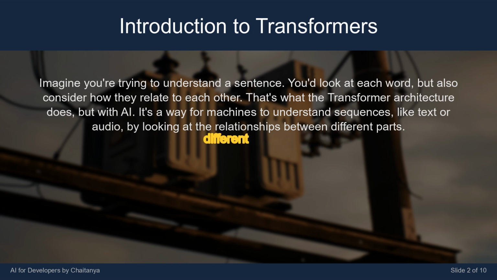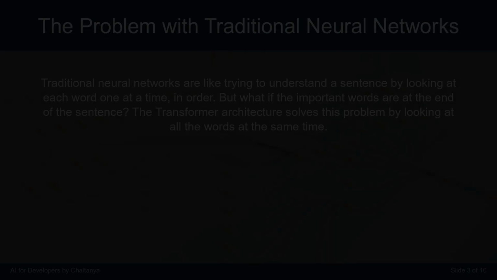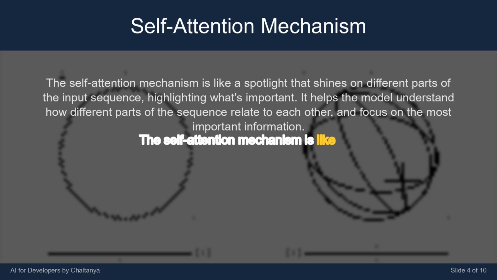between different parts. Traditional neural networks are like trying to understand a sentence by looking at each word one at a time, in order. But what if the important words are at the end of the sentence? The transformer architecture solves this problem by looking at all the words at the same time. The self-attention mechanism is like a spotlight that shines on different parts of the input sequence, highlighting what's important.